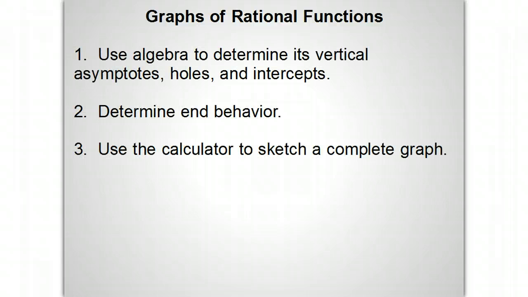So when it comes time to now graphing polynomial functions, here are our 3 basic steps. We're going to use algebra to determine the vertical asymptotes, any holes, and the x-intercepts and y-intercepts. We'll determine the end behavior. Again, 3 scenarios. Either the graph will increase without bound or decrease without bound, or it will approach the horizontal line, the x-axis, or some other horizontal line. And we'll use our calculator then to help us complete the sketch.